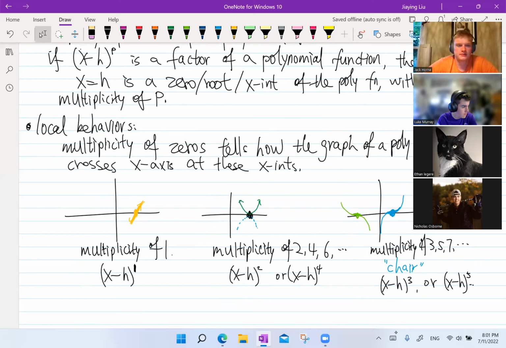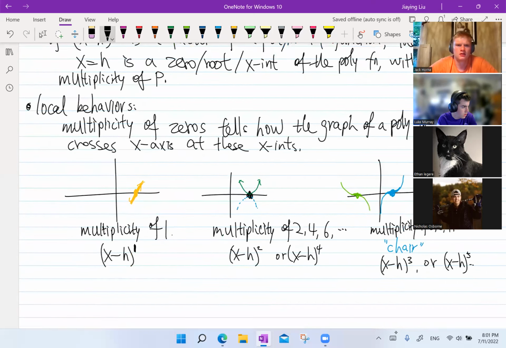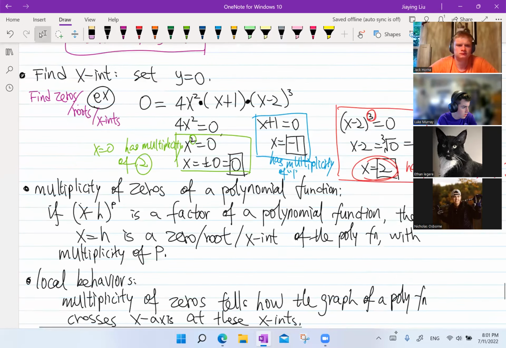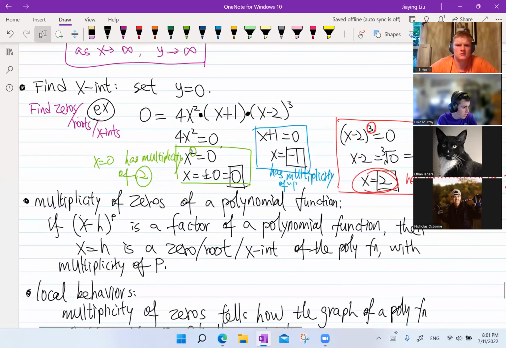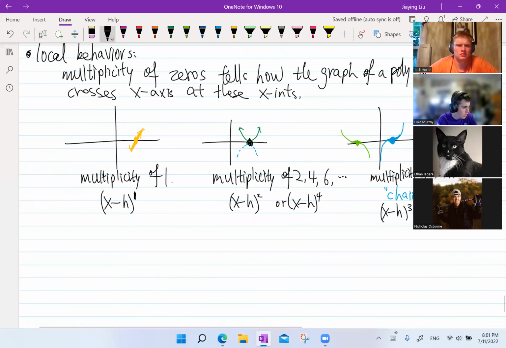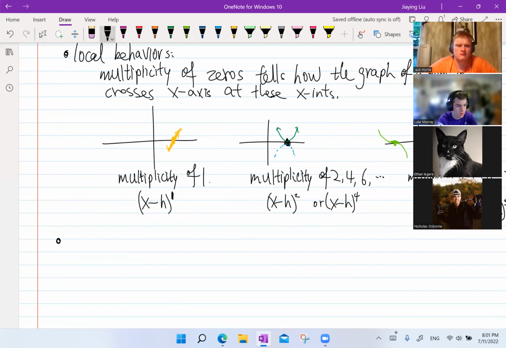All right, so the next thing I want to talk about is how do we find the y-intercept? So the next thing for local behavior is the y-intercept. To find a y-intercept, we're just going to set x equals zero, always. It doesn't matter which function you look at. If you want to find the x-intercept, you set y equals zero. If you want to find a y-intercept, you set x equals zero.